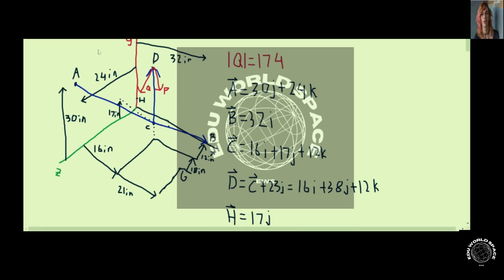The goal of this problem is to find the perpendicular distance between the rod, the cable AB, and the line of action Q vector. So I've already found the position vectors of the different points using the given figure. And to start with, we're going to find the position vector from A to B.